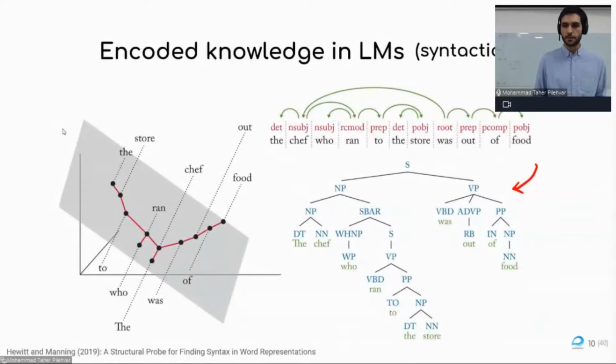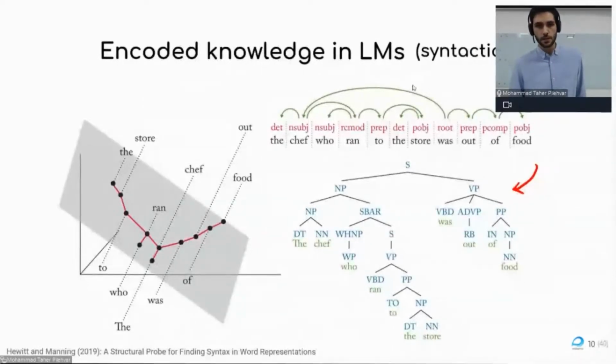Again, remember, we do not have anything about syntax, nothing about the structure of a sentence in the training objective. The only thing we do is to cover some words and ask the model to predict them. And it's really interesting that for the model to be able to predict that masked word, it has to learn the structure of the sentence. That's one aspect of this encoded knowledge.